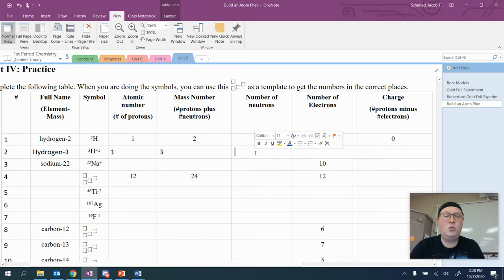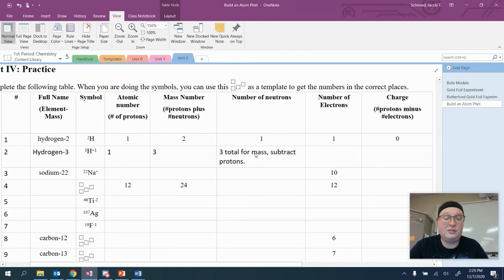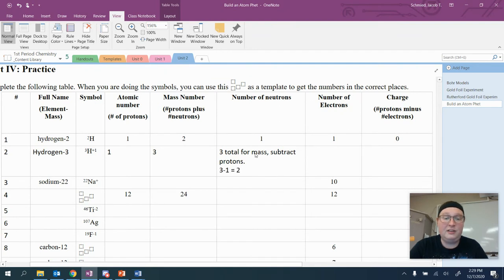I know that its total mass is 3. One of those is from the proton, so it has to have 2 neutrons. And here's how I did that. I took my 3 total for mass, and I subtracted my protons. 3 minus 1 gives me 2 neutrons. Not 22 neutrons, 2 neutrons. And that is the answer for that box.